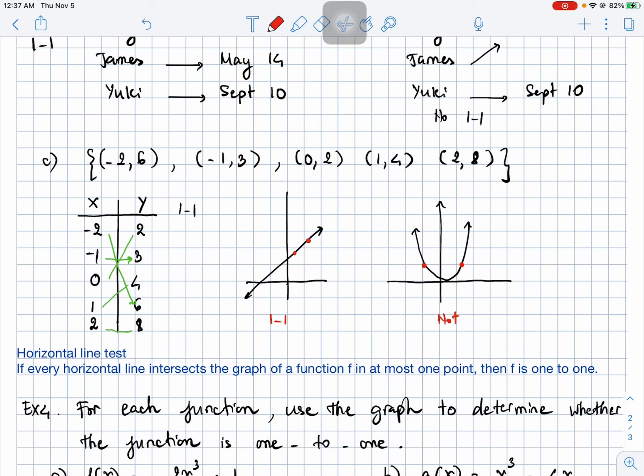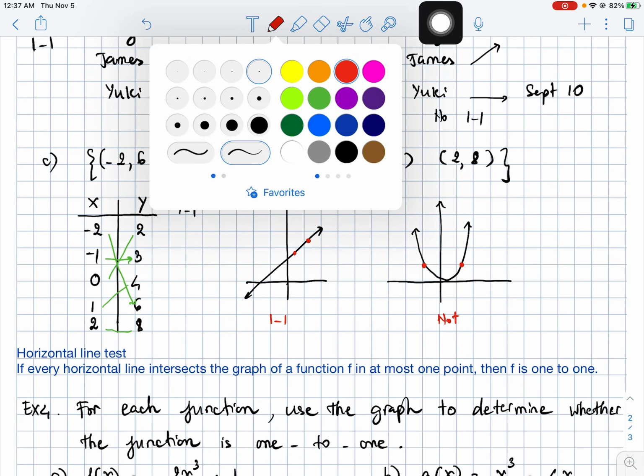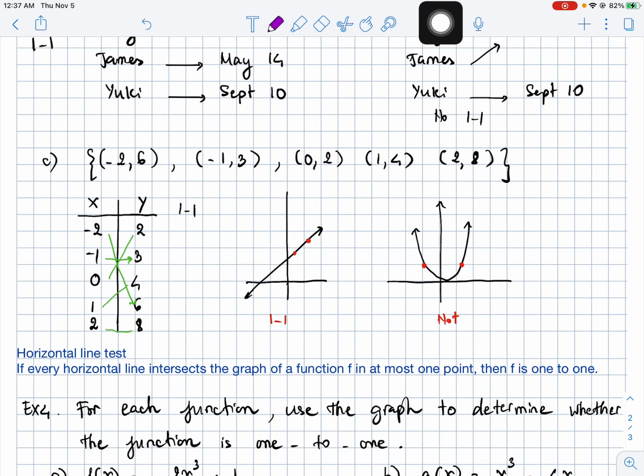If you are thinking about the points, it will be a lot of work for us. So we will think about the horizontal line test. If you make the horizontal line and then move it up or down, you can see that the horizontal line meets the function at 1 point for the line, but at 2 points for the parabola.